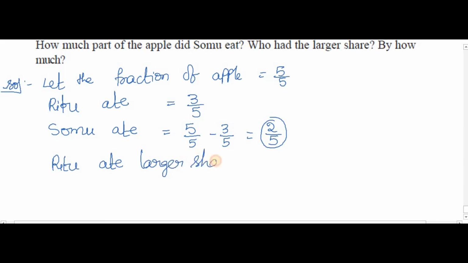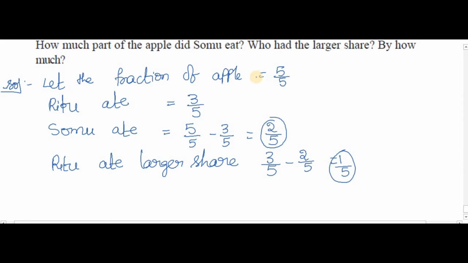How much more Ritu ate when compared to Somu is 3 by 5 minus 2 by 5. My denominators are same, just subtract the numerators. 3 minus 2 is 1 by 5. 1/5 part of the apple is eaten more by Ritu when compared to Somu.